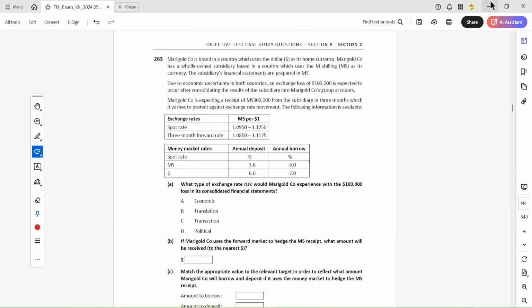Okay, so next question. Marigold is based in a country which uses the dollar as home currency. Marigold has a wholly owned subsidiary in a country which uses MS as its currency. The subsidiary's financial statements are prepared in MS. Okay.